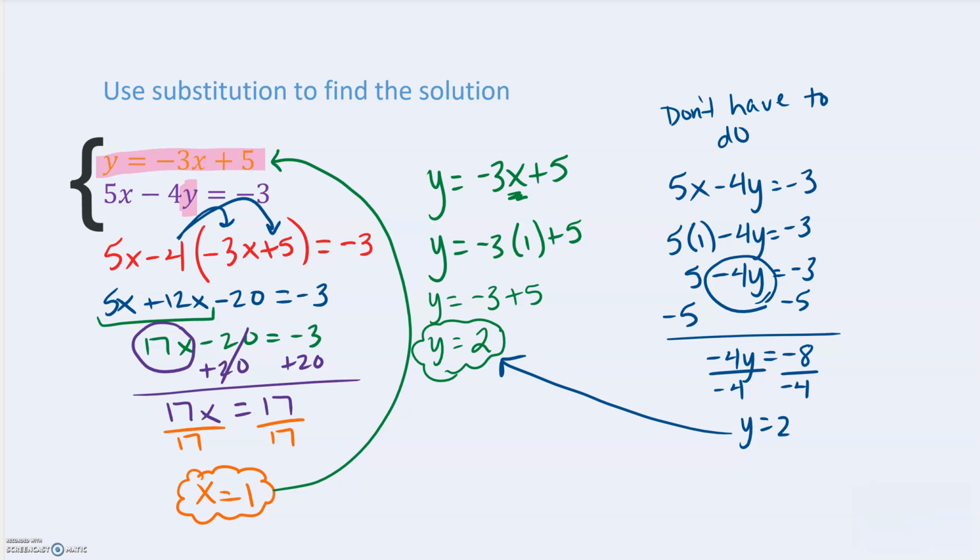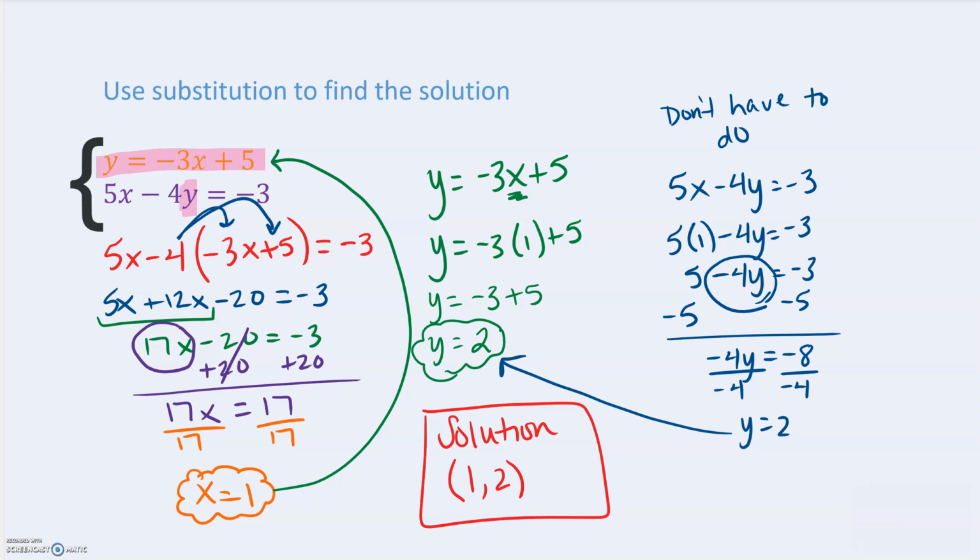But all right, now we know that x is 1 and y is 2, so all that's left now is to actually write down our ordered pair for our solution. And I'm going to write down the word solution as well, just because it makes it a little bit easier to see. And I'm going to say 1, 2, because remember, it's always x, y. And that's it. That is our solution.